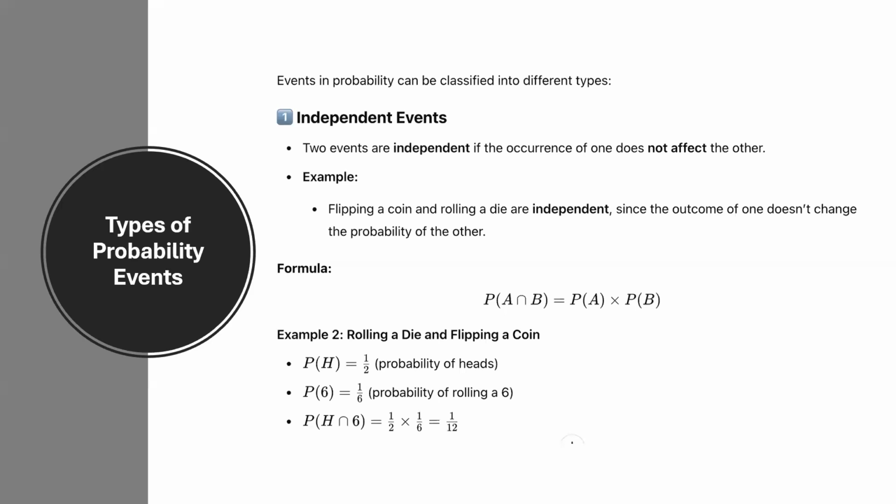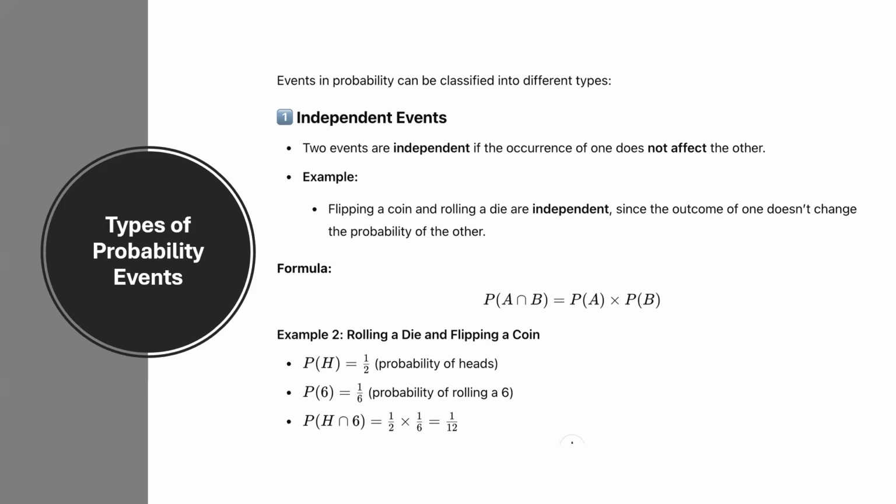Again, let me repeat, two events are independent if the occurrence of one does not affect the other. Let's take an example. Flipping a coin and rolling a die are independent, since the outcome of one does not change the probability of the other.